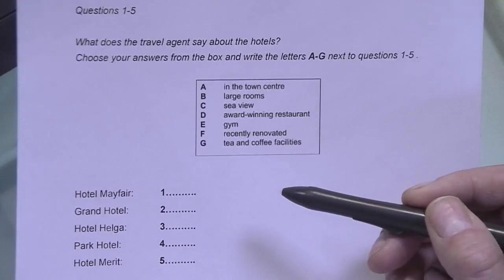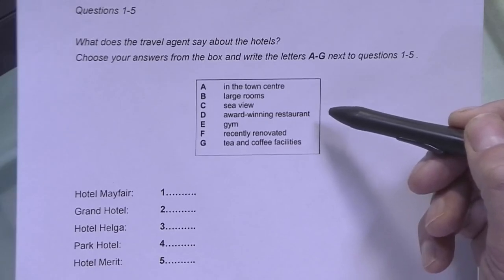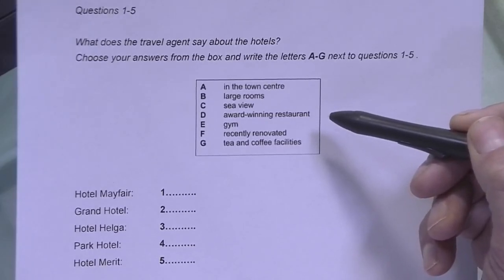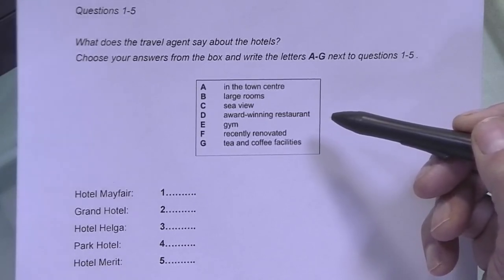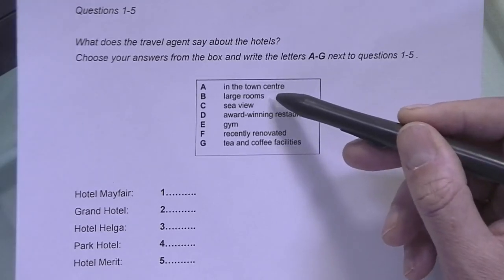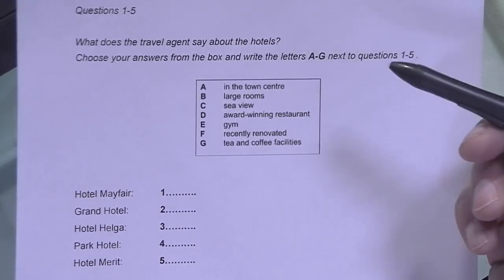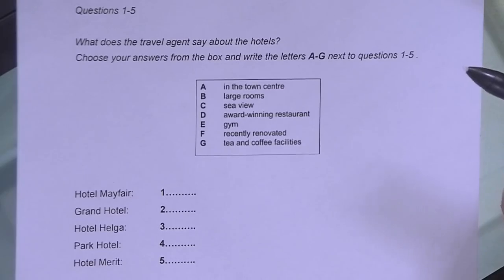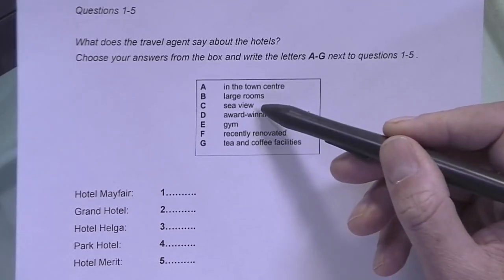While you listen, look at the options and think of how they may be paraphrased. That is, how they might be said in a different way with the same meaning. For example, instead of large rooms, the speaker might say that the rooms are spacious. Consider that the speaker might mention other options but rule them out so that they're not correct. For example, they might say that the hotel doesn't have a view of the sea. So C here would be wrong.